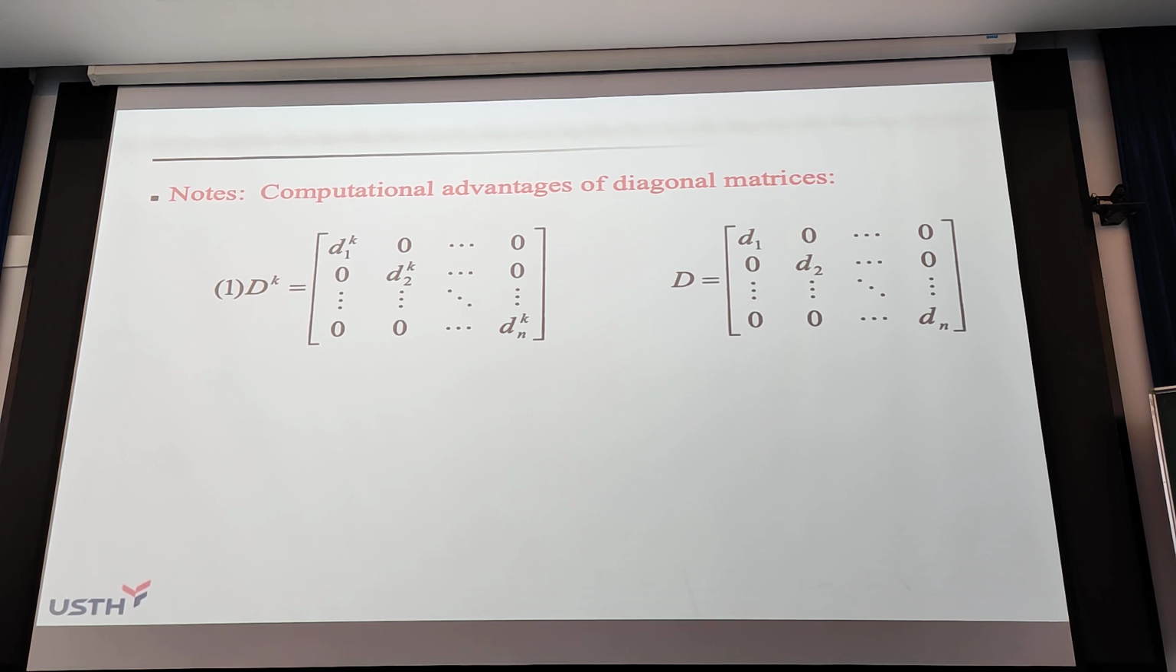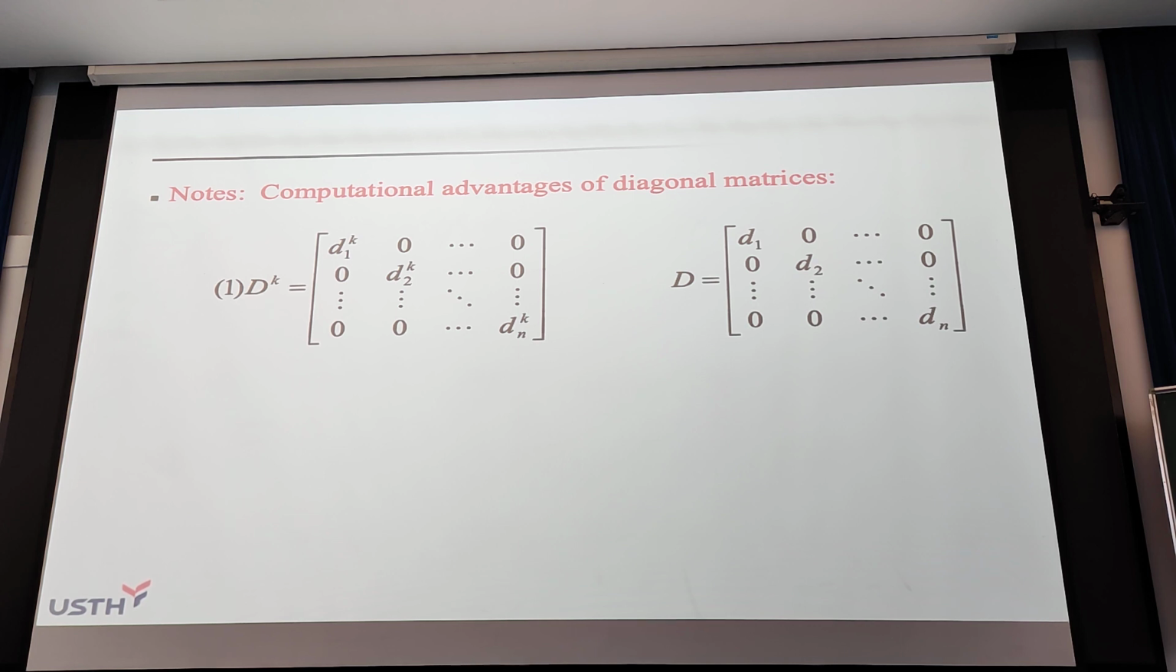Now we consider the case D to be a diagonal matrix like that. Then, if we take the power K of D, what do you get? If we multiply D by D by D K times, you will get that one. D to the power K will again be a diagonal matrix. The entries on the diagonal will be the power K of d1, d2, up to dn.